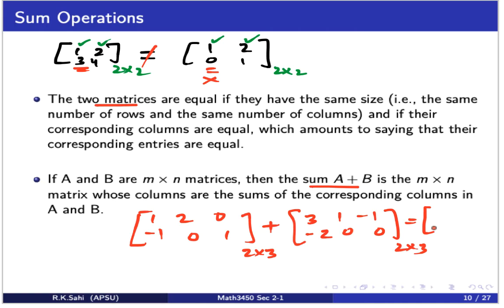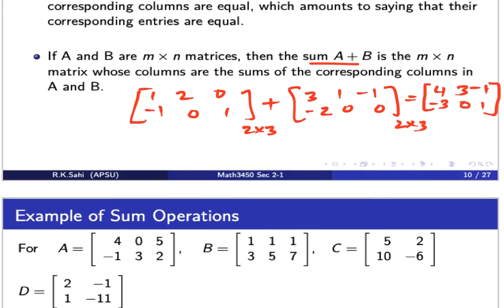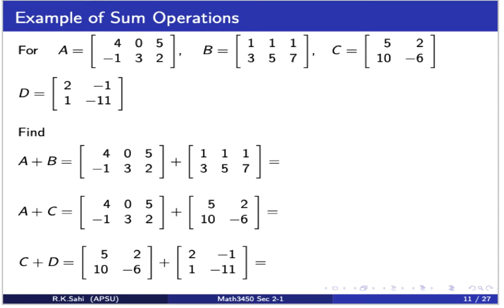Now, when we add the corresponding entries, 1 plus 3 will be 4. 2 plus 1, 3. 0 minus 1, minus 1. Minus 1, minus 2, second row, first column. 0 and 0, and 1 and 0, 1. Very simple. Adding of matrices is not a problem. Okay, so let's go ahead and do some examples here.